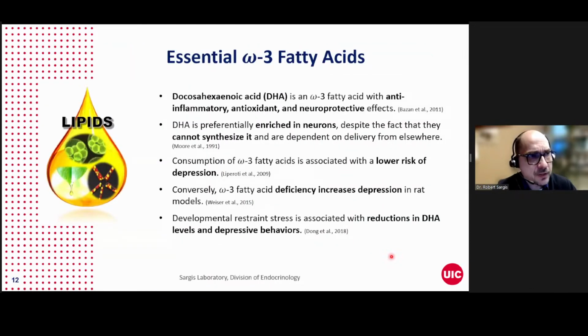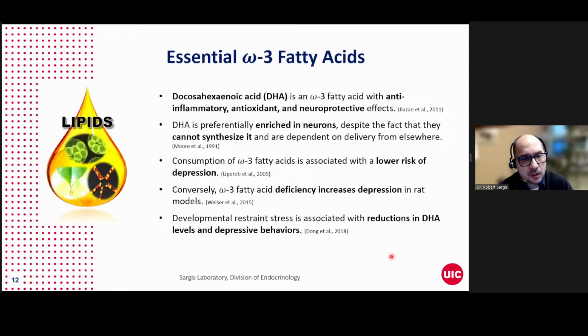Now, you've heard about this all tonight, so I don't really need to belabor this too much, but it's important just to recognize that essential omega-3 fatty acids are critical for brain function. So DHA plays a critical role as an anti-inflammatory, antioxidant, and neuroprotective agent. It's important to recognize that it's enriched in neurons, despite the fact that they can't synthesize it, and that in population-based studies, those who have higher levels of omega-3 fatty acid consumption have a lower risk of depression. Conversely, in rodent studies, omega-3 fatty acid deficiency increases depressive-like symptoms in rats.